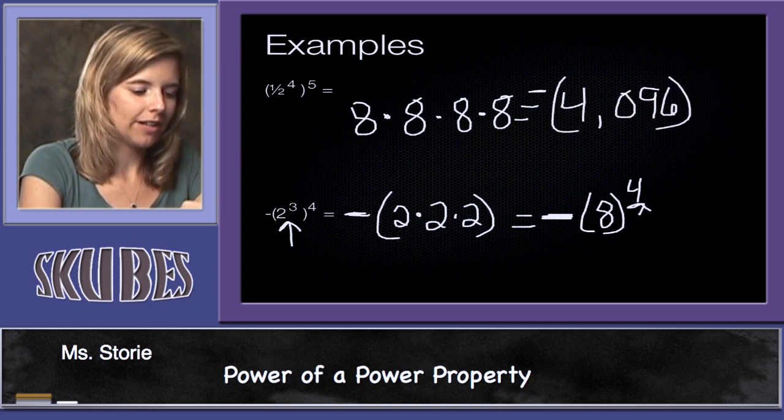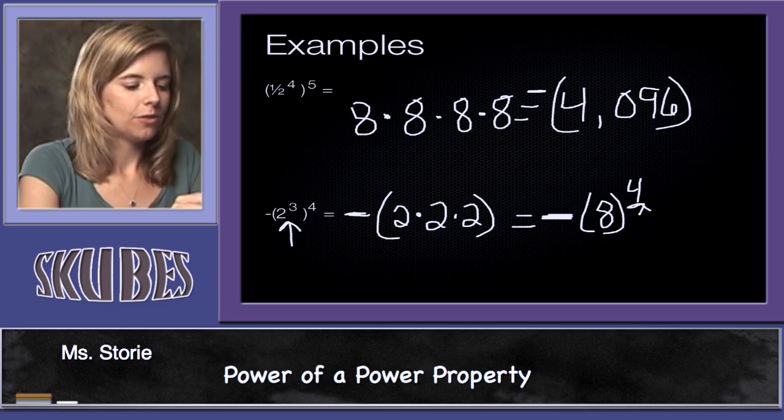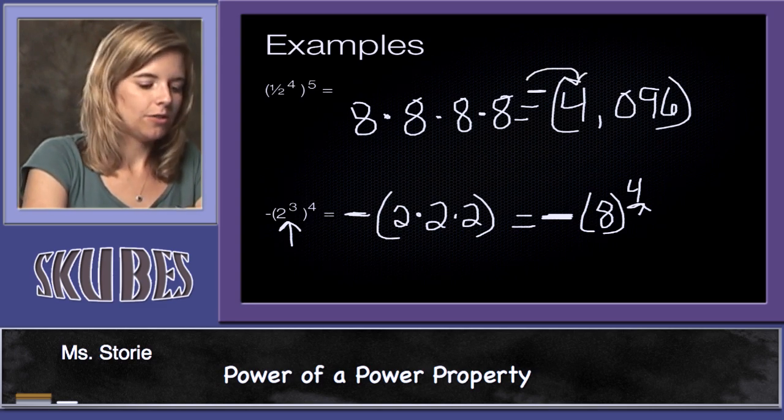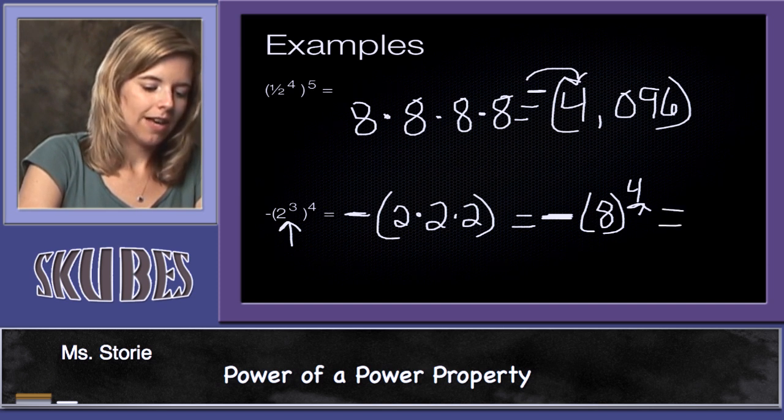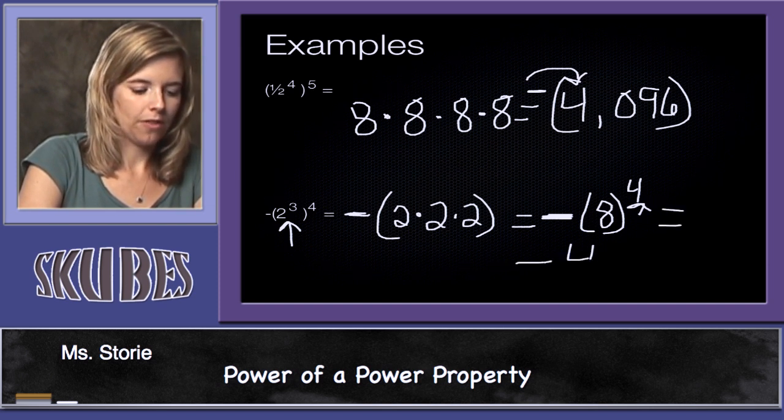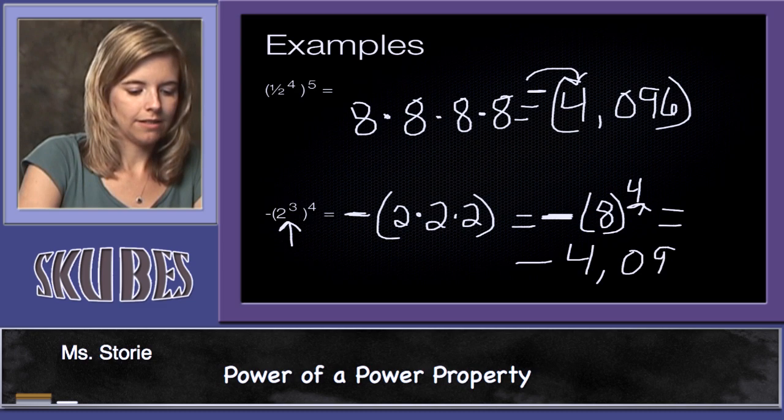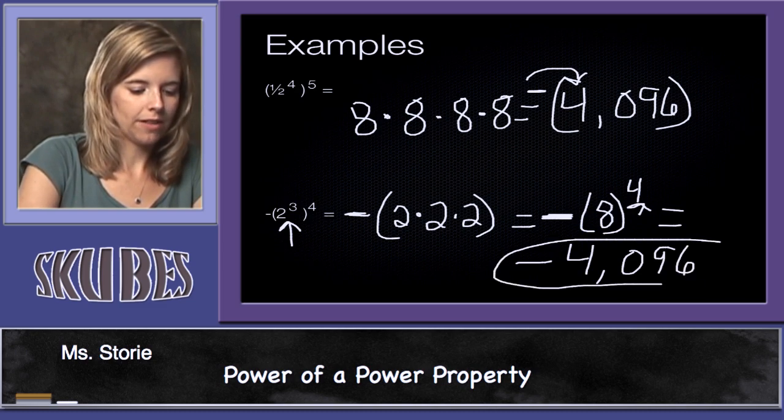But you still have that negative sitting outside. So if you multiply a negative times a positive, it just flips the sign. So your final answer is going to be negative 4,096. Right there.